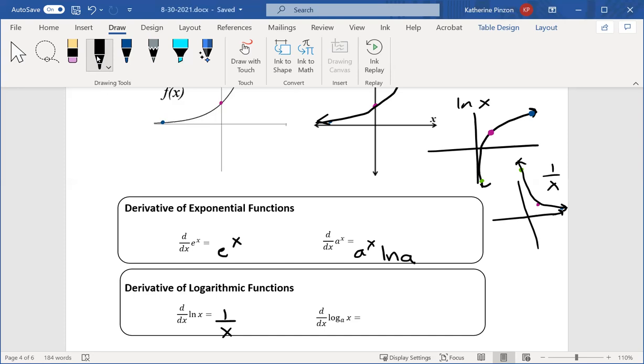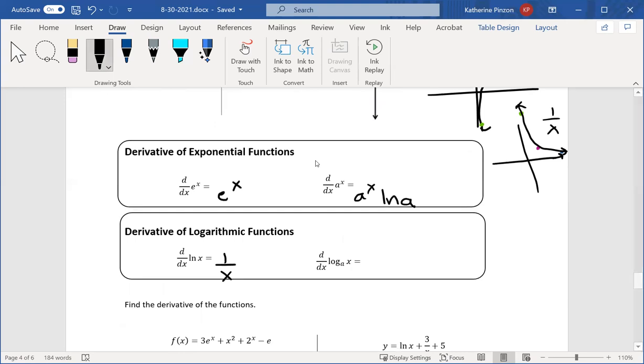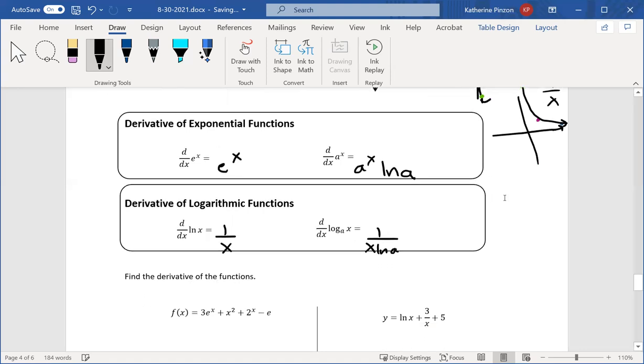Natural log is log base e. So again, we have to talk about what happens if your base is not e. What happens if you're going to do log base a? Well, we just stick in that natural log again. So the derivative of log base a of x is 1 over x natural log of a. So just always remember, when your base is not e, stick in a natural log of your base.